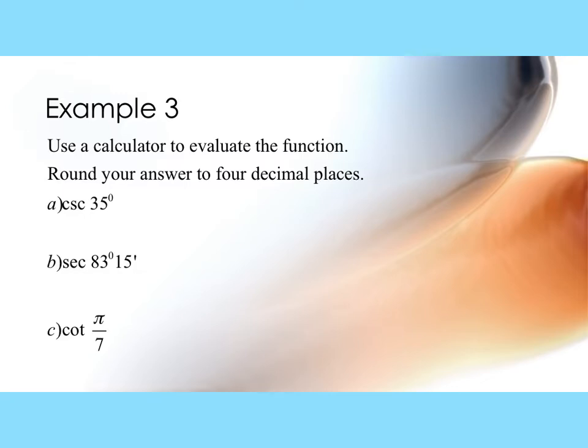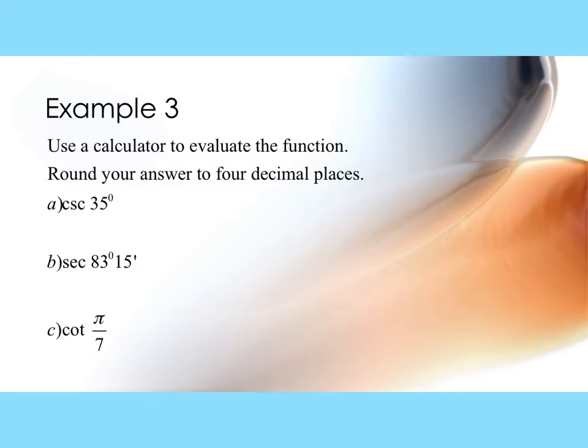All right, so this one says use your calculator to evaluate the function, rounding your answer to 4 decimal places. So remember, you have to pay attention to what mode your calculator is in. First thing you want to do is look at the questions and ask, are they in radians or degrees? What is A in? Degrees. What is B in? Degrees. What is C in? Radians. So remember, even if it's a whole number, if it doesn't have the degree symbol, it's in radians.